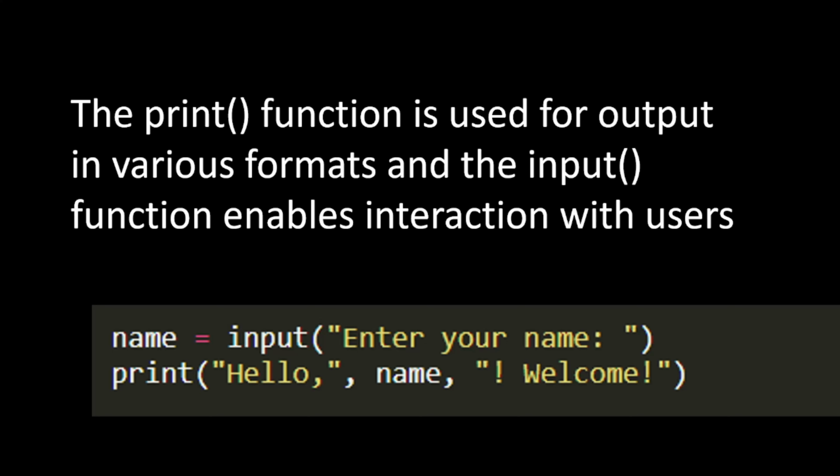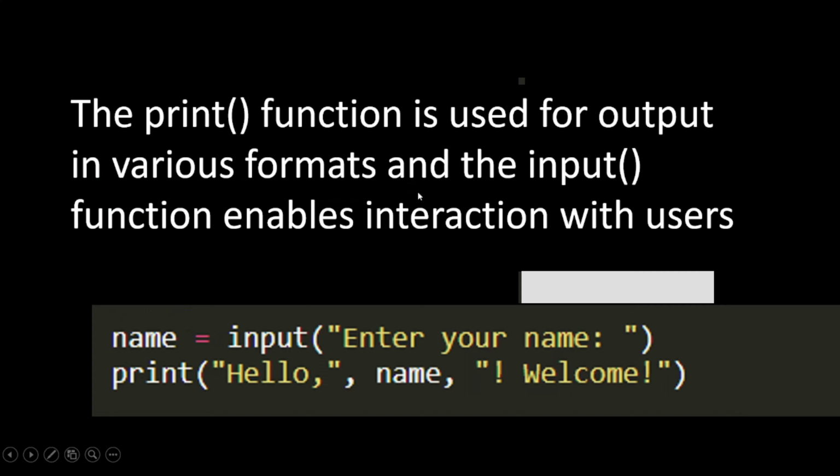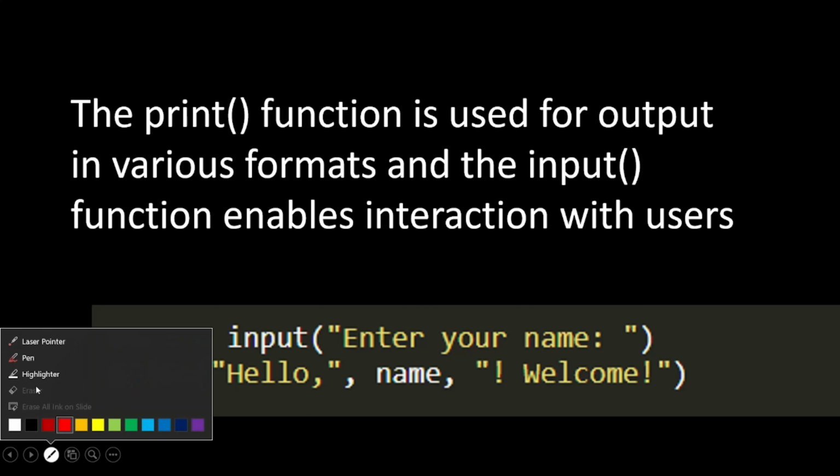So what do input and output really mean? The print function is used for output in various formats, and the input function enables interaction with users. Print shows something, and input gets something from the user. Whatever you write inside the print function will show up. I'm using this word function; it's the same as in math.